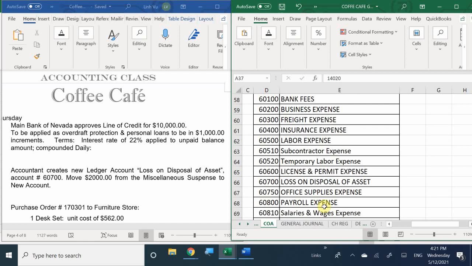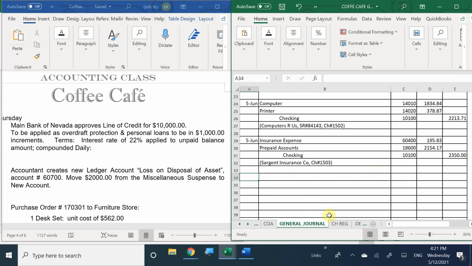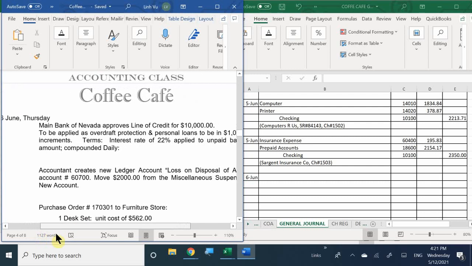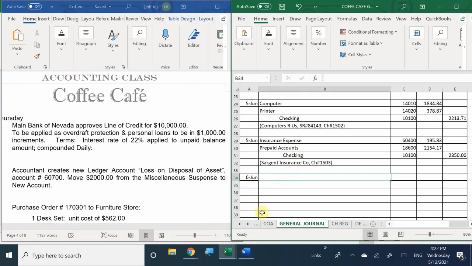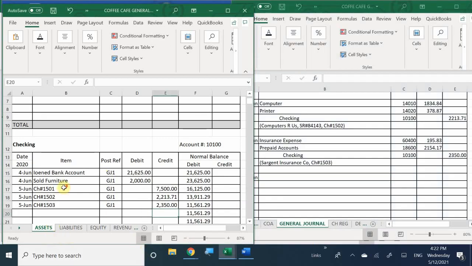Now, what did I ask you to do? Move the 2,000 from the miscellaneous expense to the new account. So how are we going to do that? First go to the journal? Hold on, what was that? You're going to do what? Melinda? Oh, first we have to go to the miscellaneous expense and move the 2,000. Okay, so let's take a look at our ledger. Let's go to the miscellaneous expense.